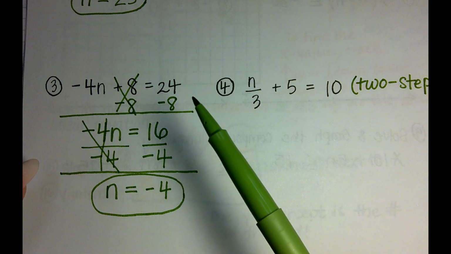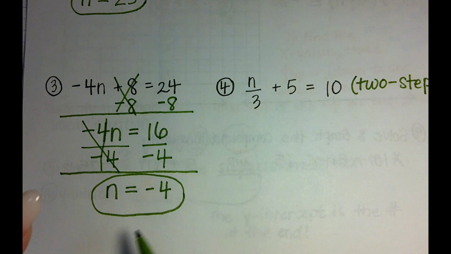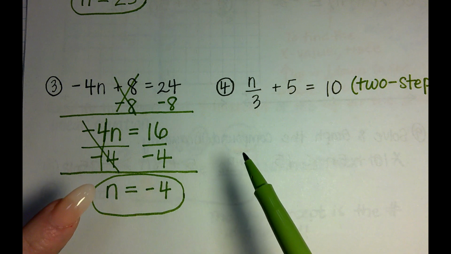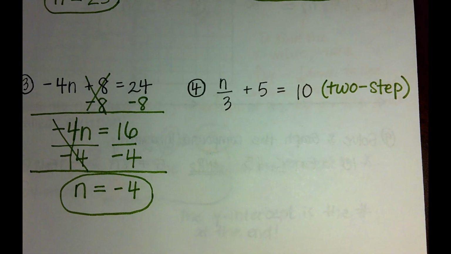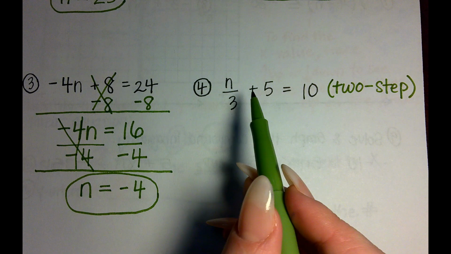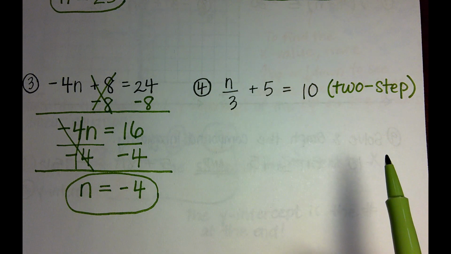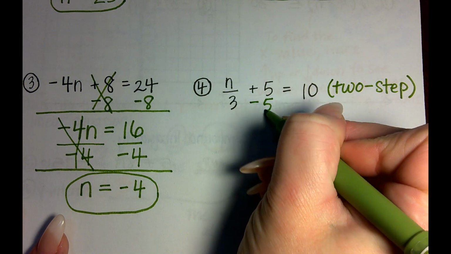Do we have any questions, or is there any part of this that needs to be repeated or explained better? Okay. Ready for number 4? Okay, let's look at number 4, our second two-step equation. Now I have n divided by 3 plus 5 equals 10. Yes, we have plus 5 that we're going to get rid of. We'll do -5.